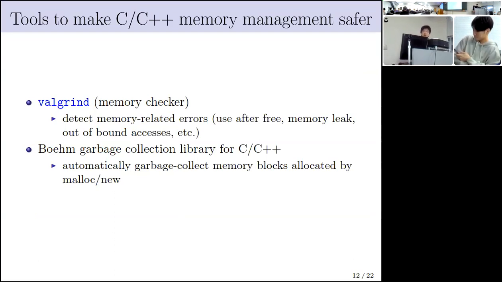Life in C or C++ is that hard, and there are actually tools to make C or C++ programs somewhat safer in terms of memory management. One often used tool is called Valgrind. The other one is the Boehm garbage collection library for C or C++. This one is particularly useful when you haven't known about it. You simply replace malloc or new with the garbage collected version of new or malloc, and all the heap memory is automatically collected, just like in other programming languages. I'm going to show a quick demonstration of the library.